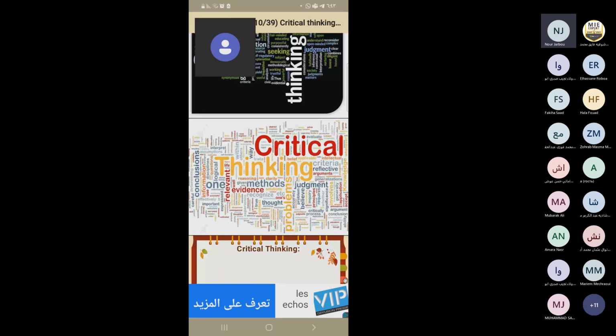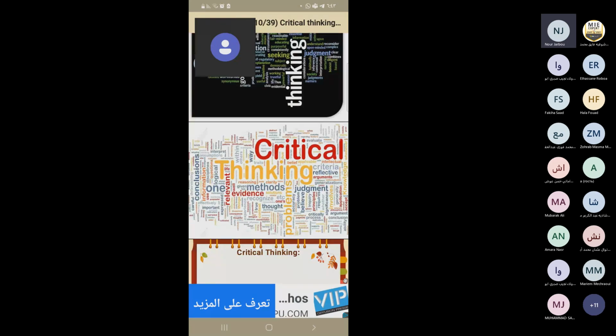And now we have this word cloud. We have many words. Can you see the words?